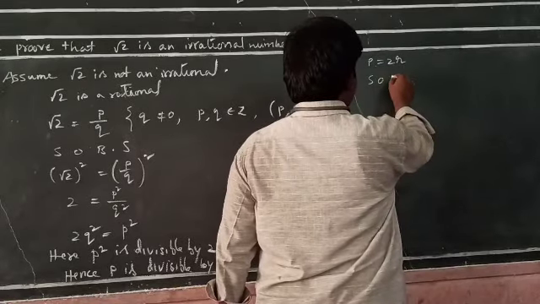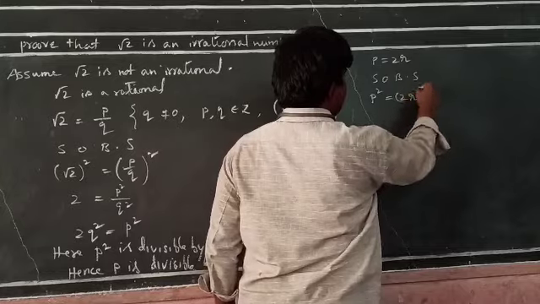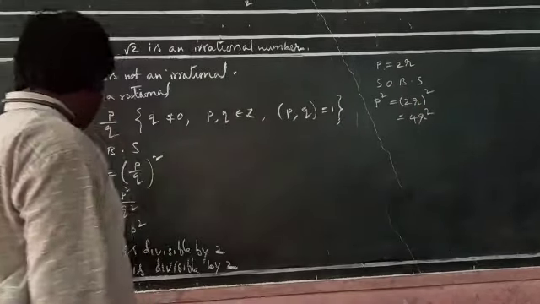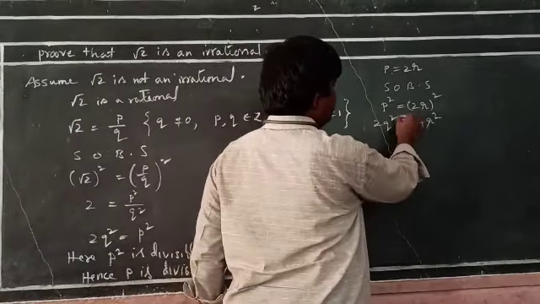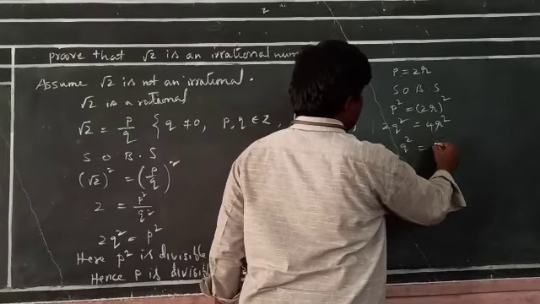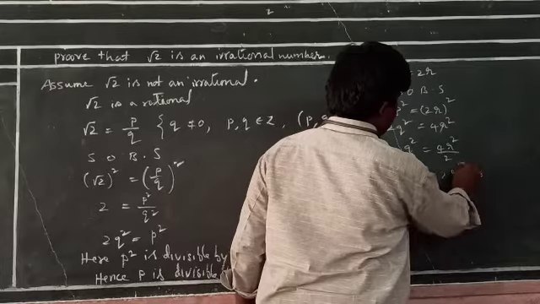On squaring both sides, you will get p square is equal to 2r whole square. It is nothing but 4r square. But the p square value here we have is 2q square. That means 2q square is 4r square. So q square is nothing but 4r square by 2. It is nothing but 2r square.